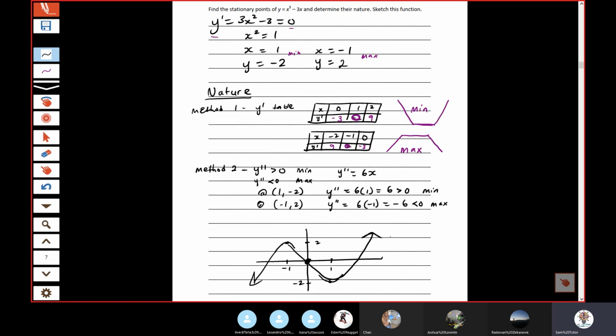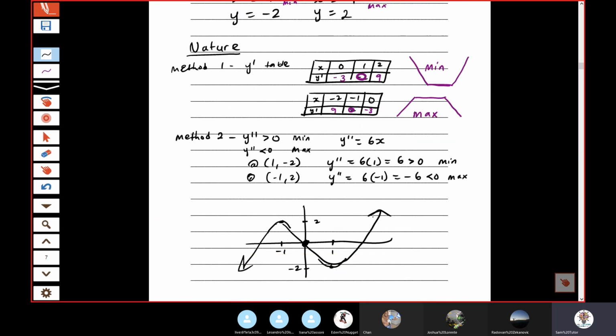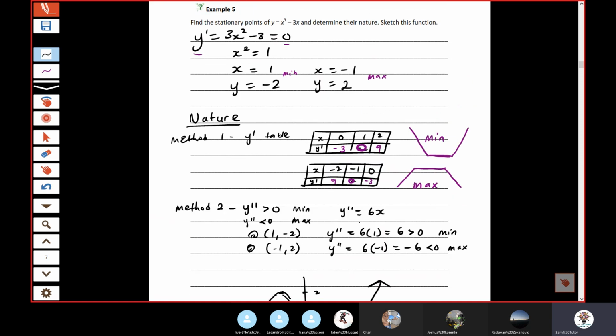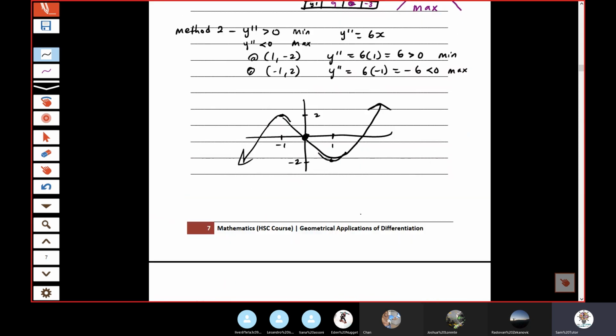How many marks in your exam? This one here, 2, 4, 6. 2 marks for stationary, 2 marks for nature, 2 marks for sketching the graph. Easy, easy, easy. Seriously, you guys cannot come back to me and say I did that in this one. Cannot. I won't accept it. All right. Done. Move on.